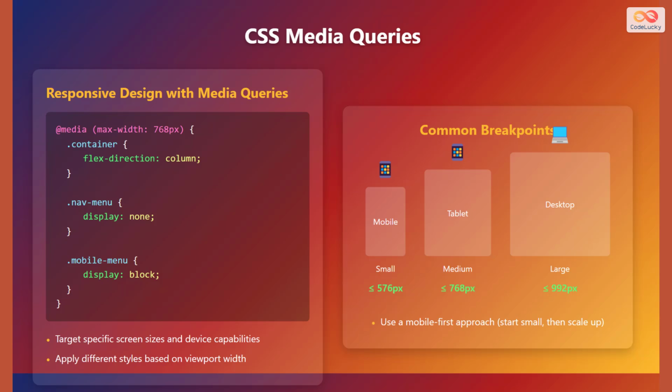direction colon, column semicolon, close curly brace, dot nav-menu, open curly brace, display colon none semicolon, close curly brace, dot mobile-menu, open curly brace, display colon block semicolon, close curly brace. Some common breakpoints include less than or equal to 576 pixels for small devices, less than or equal to 768 pixels for medium devices, and less than or equal to 992 pixels for large devices. Adopting a mobile-first approach where you start with styles for smaller screens and then scale up is generally recommended.